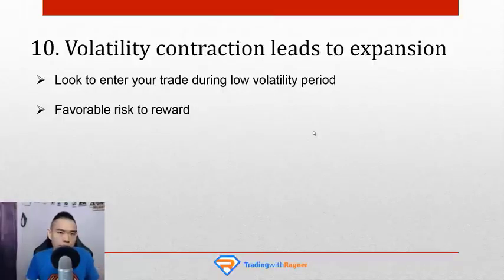So as a trader, if you're looking for favorable risk to reward trades, if you're looking to risk $1 to make $3, $1 to make $5, then you must be looking to enter your trades during low volatility periods, because that's where your stop loss is tighter. And if the volatility expands in your favor, this is where you can reap favorable risk to reward on your trade. And that's what the pre-breakout technique is all about.